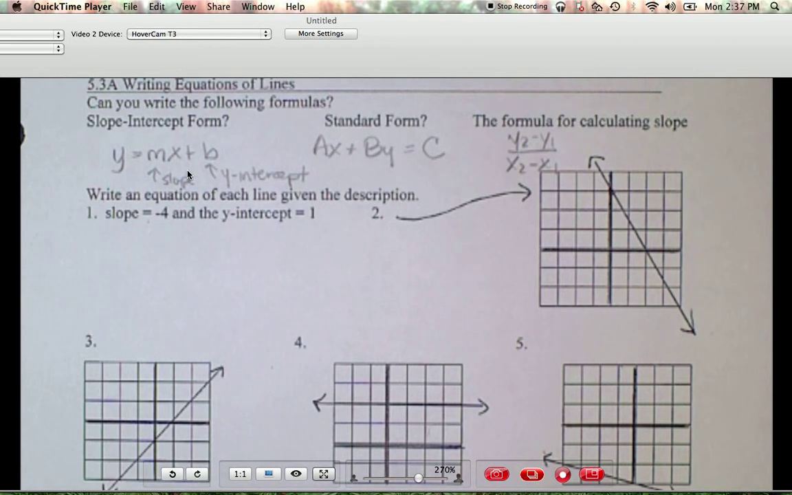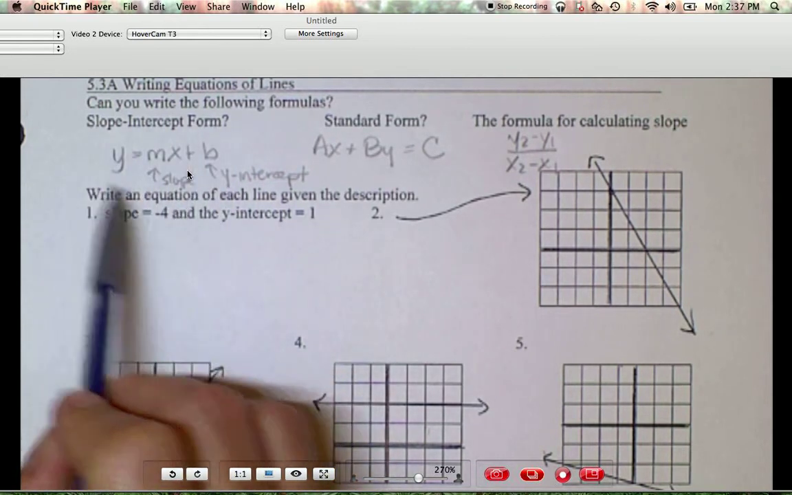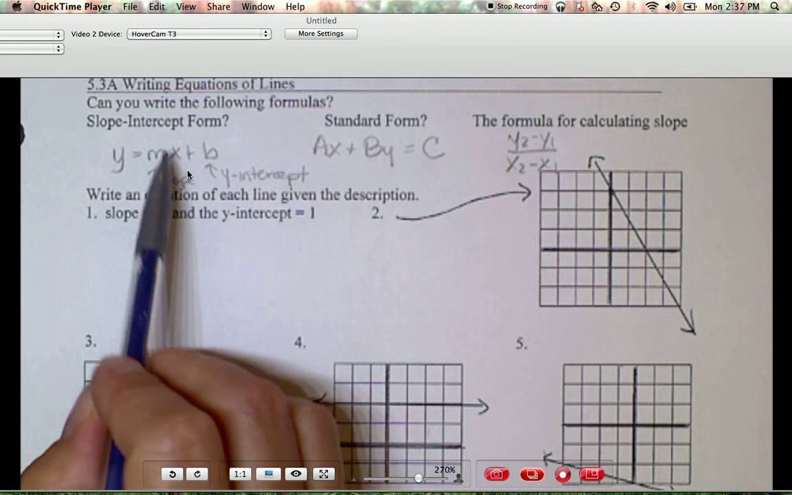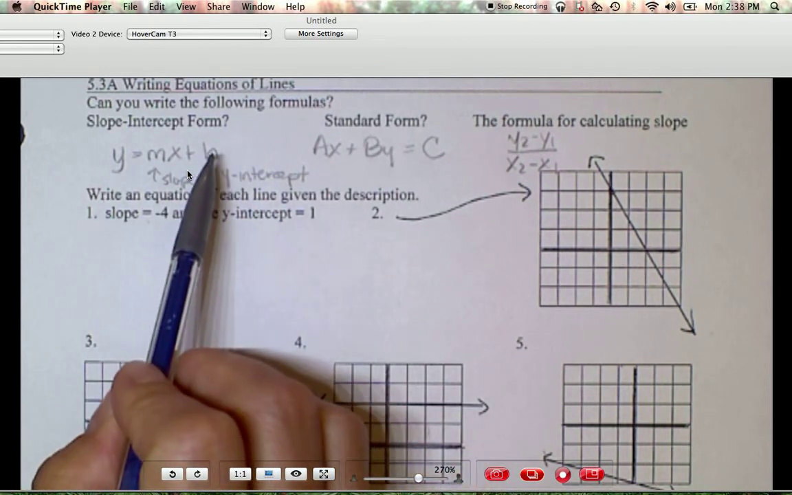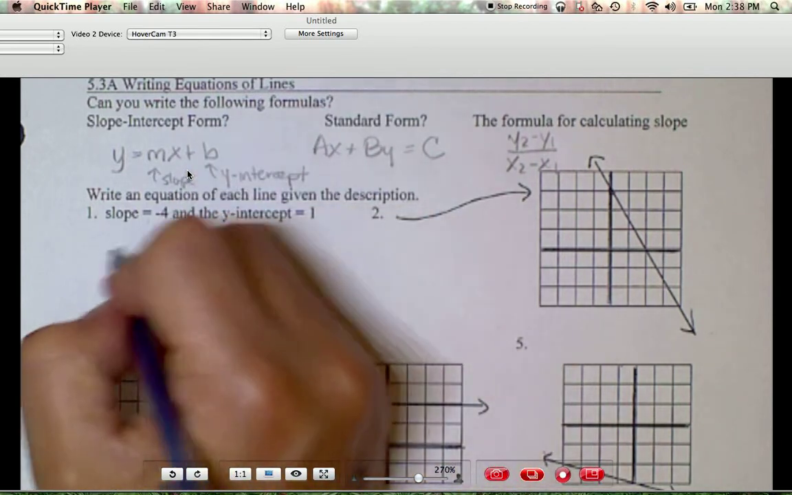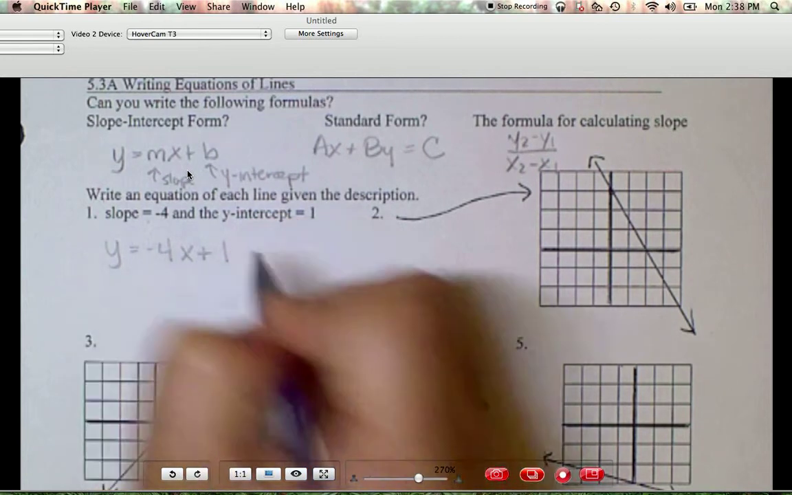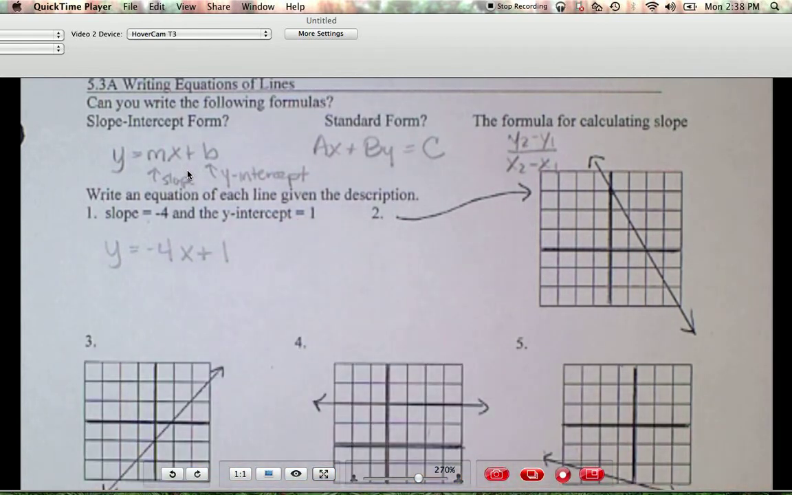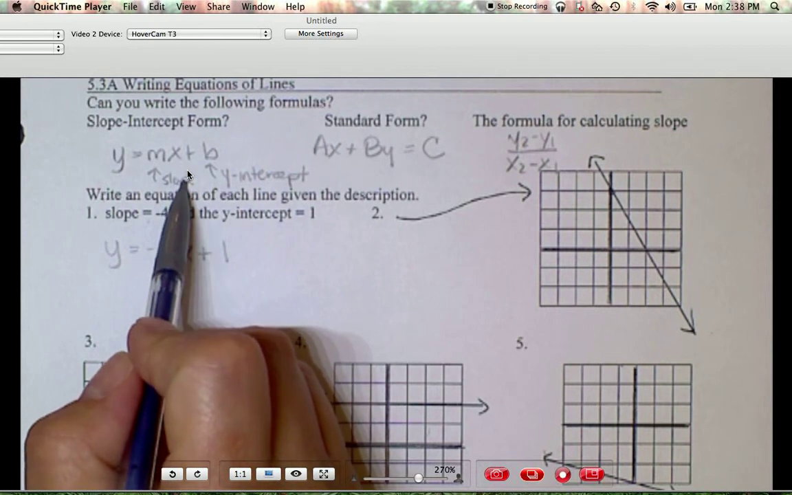In this case, this is as easy as it can possibly get. We have our slope-intercept form equation right here. And if we know the slope is -4, we just put that in for the slope. And if we know the y-intercept is 1, we put that in for the b. So our equation is y equals -4x plus 1. And you're done. That's all you have to do. You know the slope, you know the y-intercept, so you can go straight to slope-intercept form.